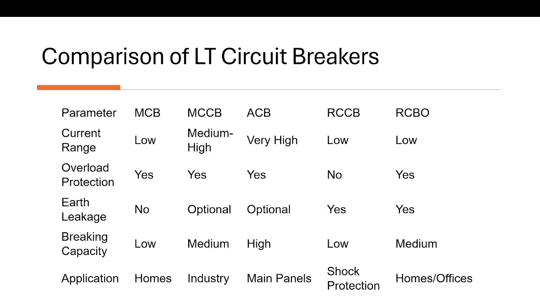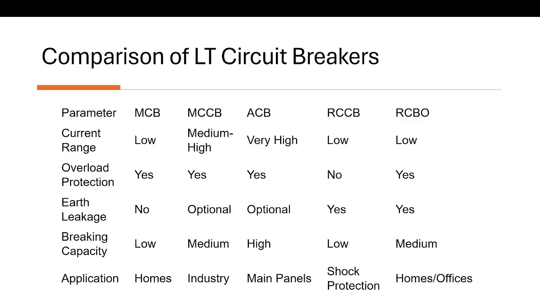Now the comparison of LT circuit breakers: MCB, MCCB, ACB, RCCB, and RCBO. Current range: MCB is low, MCCB is medium to high, ACB is very high, up to 2500 ampere. RCCB and RCBO are low because they are used in smaller panels where the direct equipments are connected. Overload protection: MCB yes, MCCB yes, ACB yes, RCCB no, RCBO yes because it comes with MCB and RCCB.